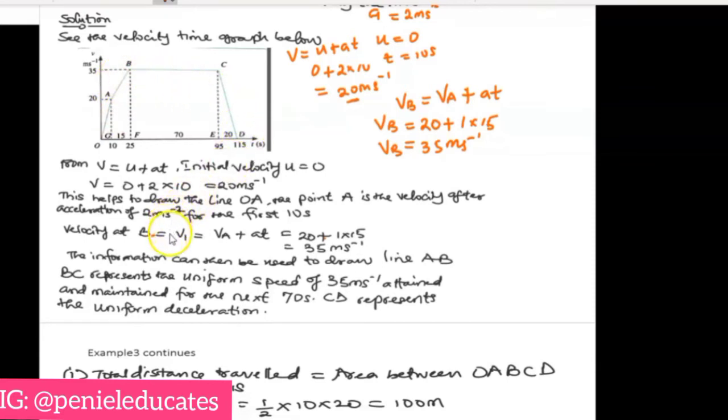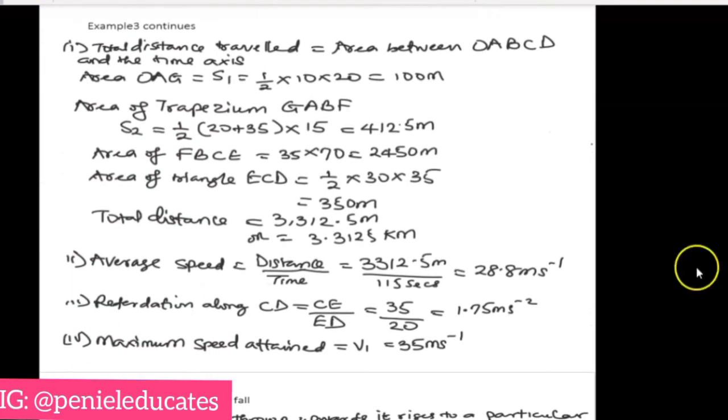Now we are going to find the total distance traveled. The total distance traveled is from here to this particular place. So the area between O, A, B, C, D is the total distance traveled. Now we're going to have our S1. Don't forget what I discussed the other time: you have your total distance traveled, you can have it as the area of a trapezium, or you calculate it individually.